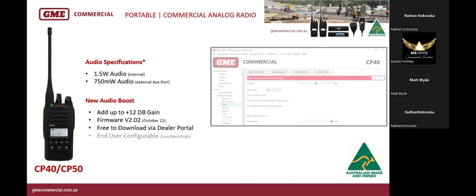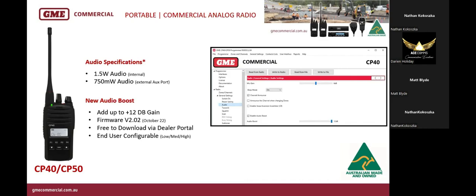It did come out in October. Now, by installing the firmware, it'll automatically put the highest setting on there, which is high, which is plus 12 dB. And then through the programmer, you can also set up a configuration so that the user themselves on the radio can change to low, which is what it is at the moment, just standard, medium, which is plus 6, or high, which is plus 12.